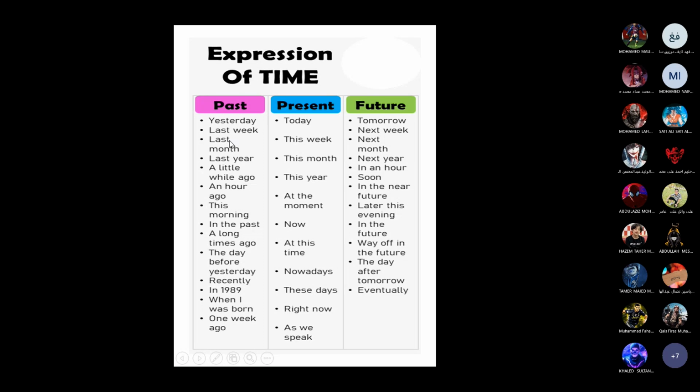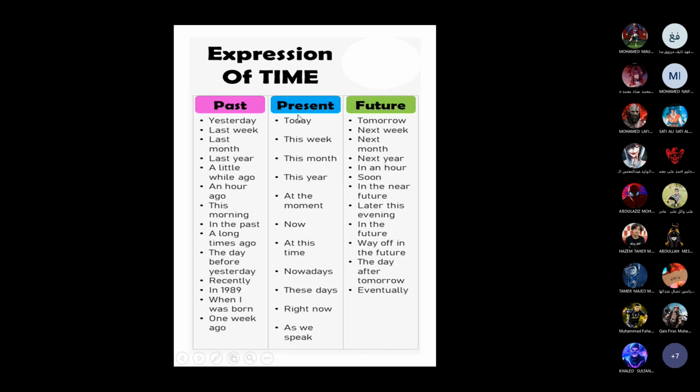Yesterday, last week, last month, last year, a little while ago, an hour ago, this morning in the past, a long time ago, the day before yesterday, recently, in 1989, when I was born, one week ago. All of these are different expressions of time. You get them in the sentence. They refer to the past. This is a key word that helps you to know the past form in the sentence.